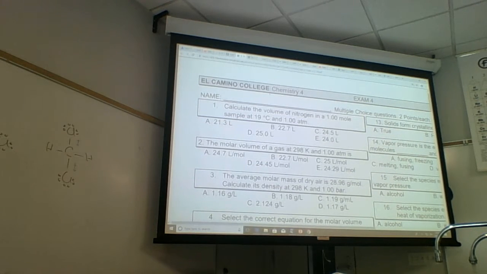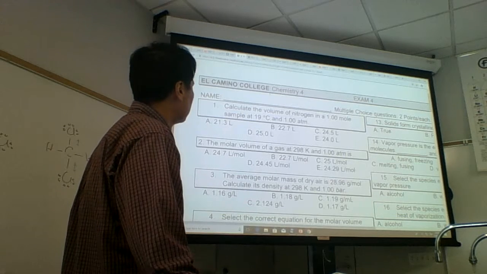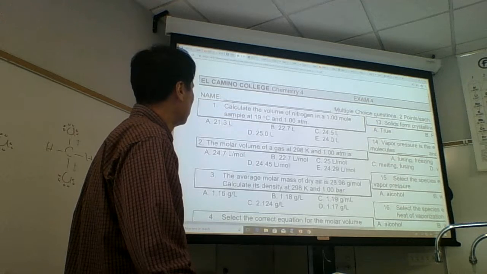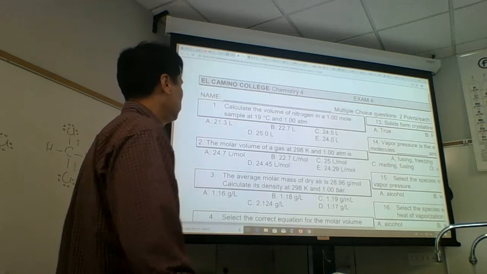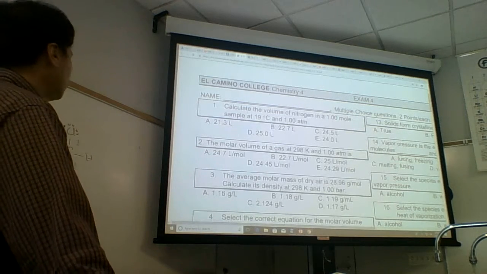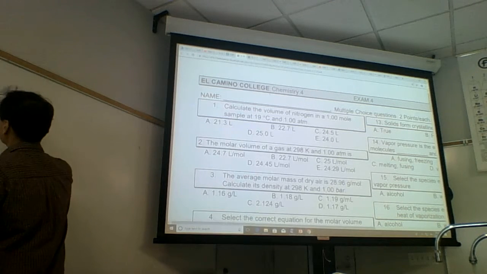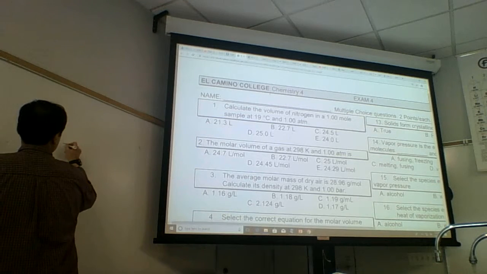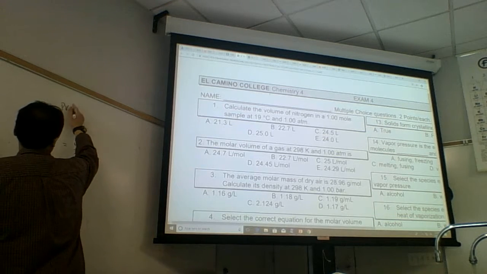We looked at some gases. Part 2. 1. Calculate the volume of nitrogen in a 1.00 mole sample at 19 degrees C and 1.00 atmospheres. And so what we do is we just use the ideal gas equation to figure it out. Volume is equal to nRT over P. Now you should know the ideal gas law, PV equals nRT.